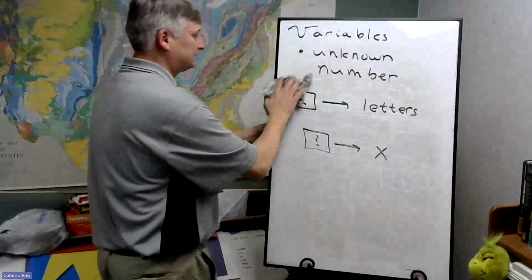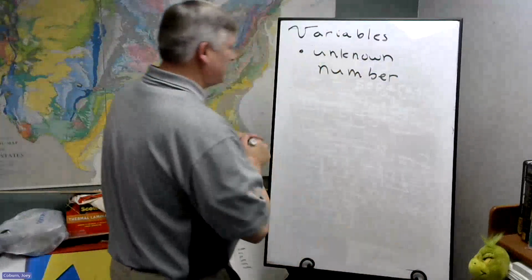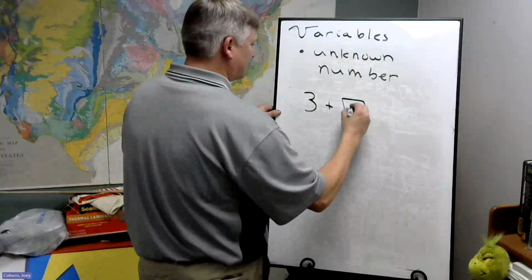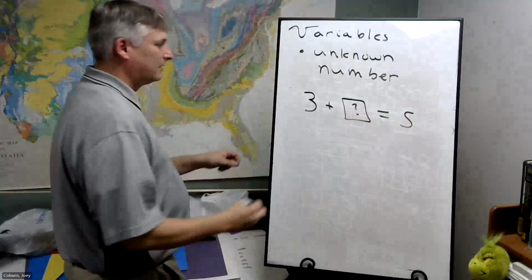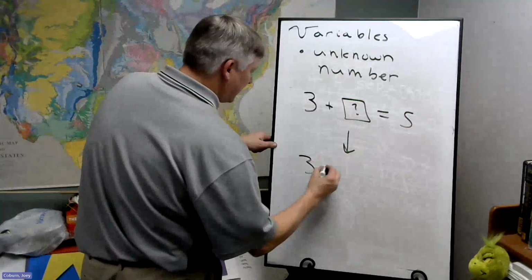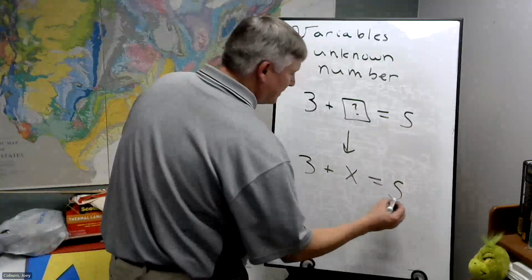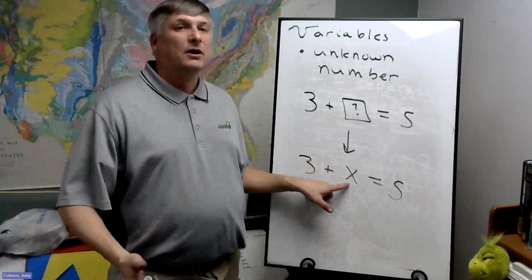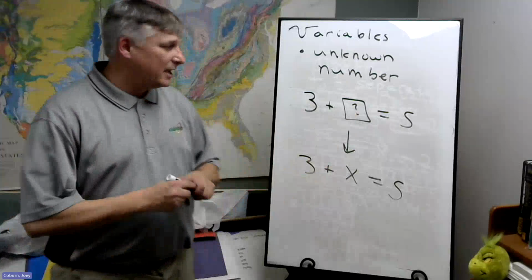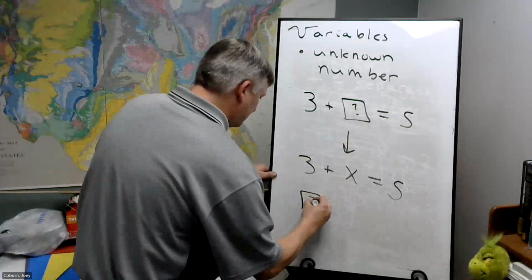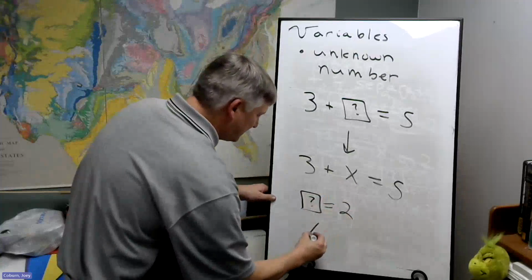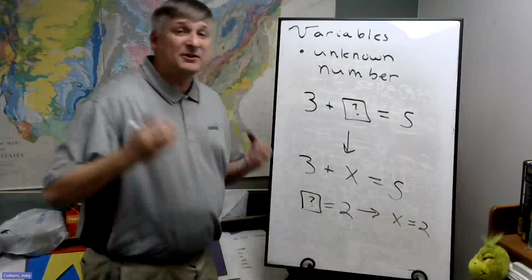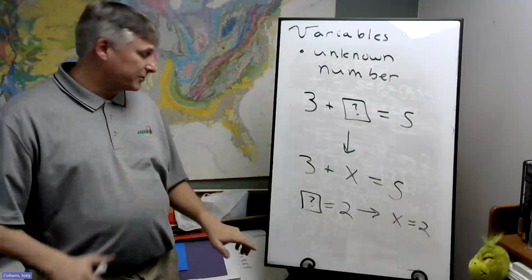So now we'll take equations like this. 3 plus our variable is 5. We're now going to write it as 3 plus X equals 5. And X means the same thing as this. It's an unknown number we're trying to identify. And instead of saying this equals 2, we're now going to say X equals 2. And that's all X is. It's a simple version of that.